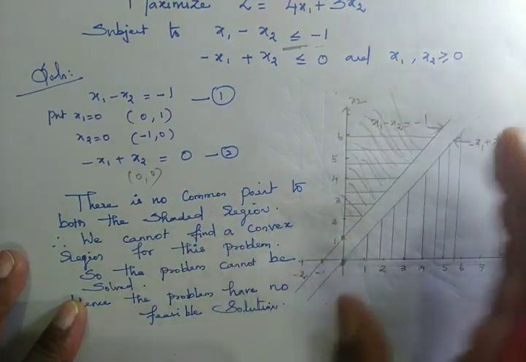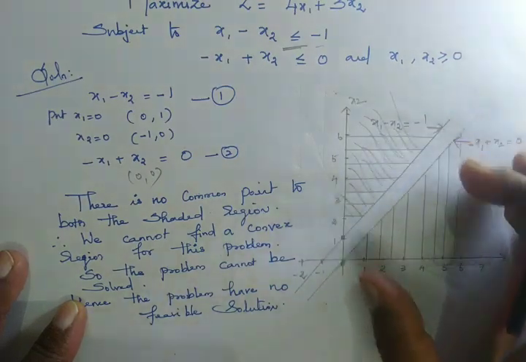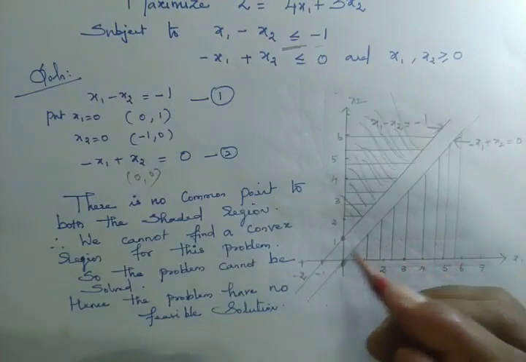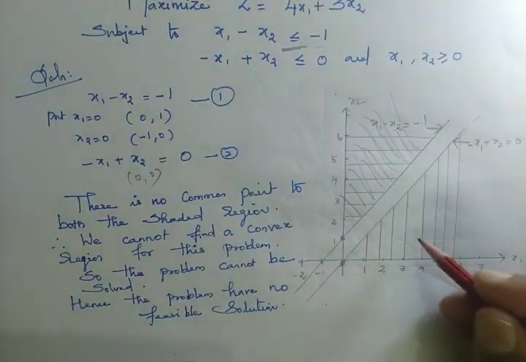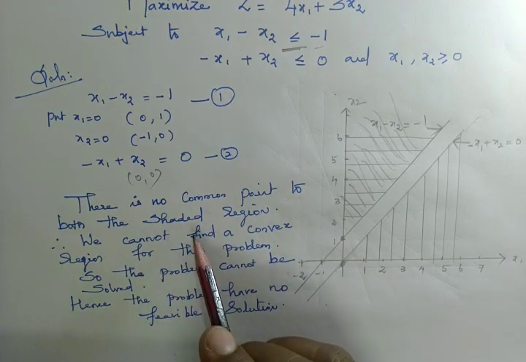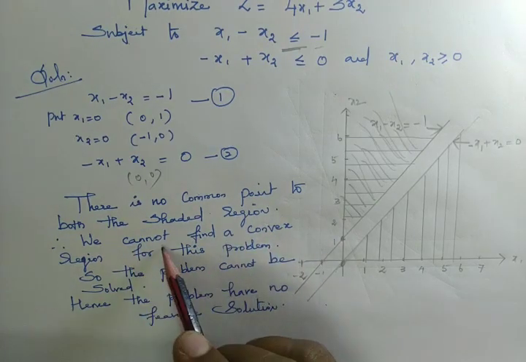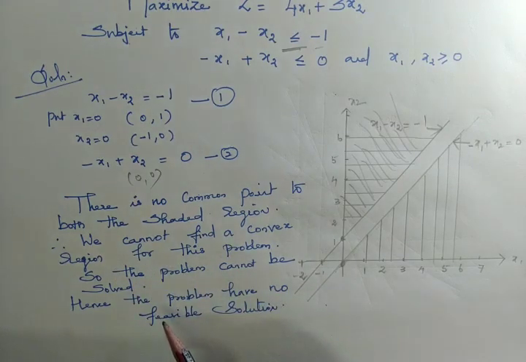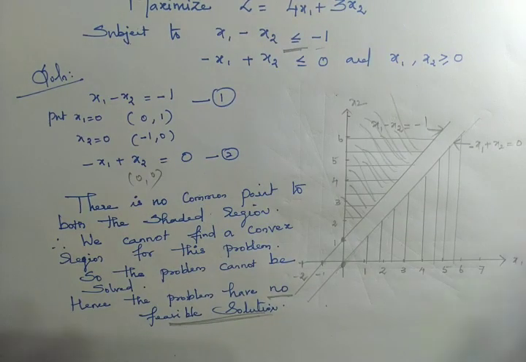See that the line above and the line below, the two constraints, are entirely separate. There is no common point between the two lines, no common point to both shaded regions. So we can't find a convex region for this problem, and the problem cannot be solved. Hence the problem has no feasible solution. So we conclude the problem like this: no feasible solution.